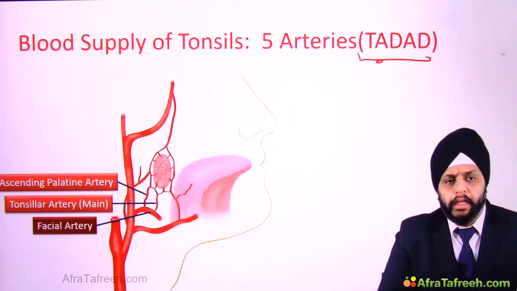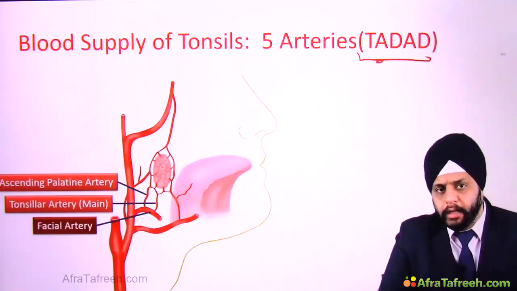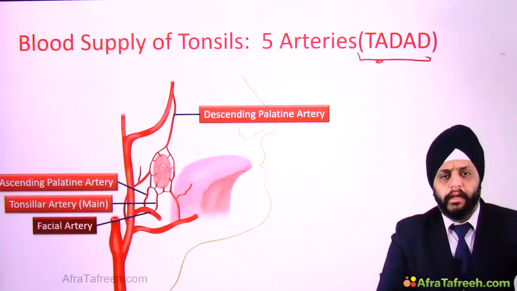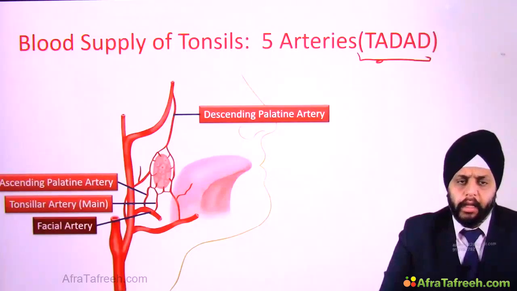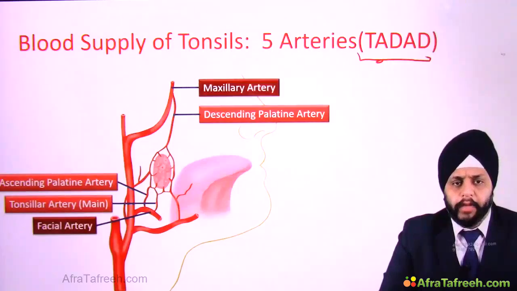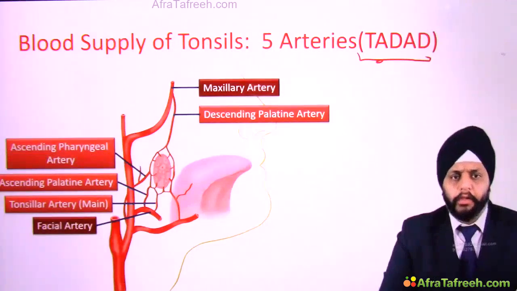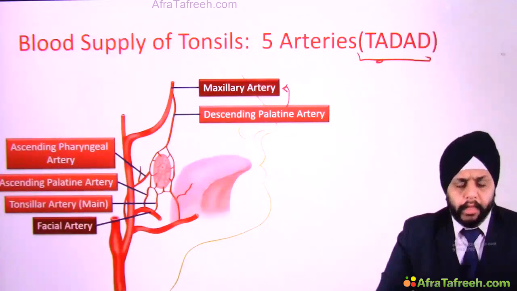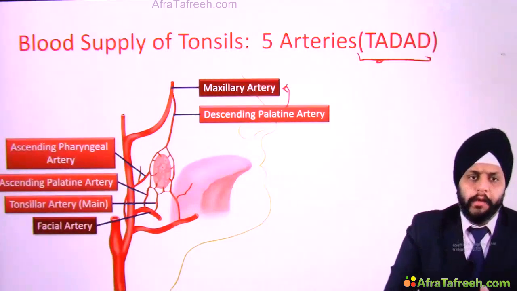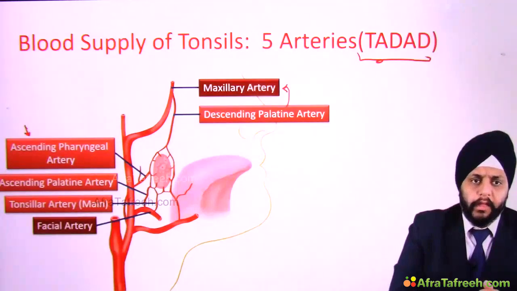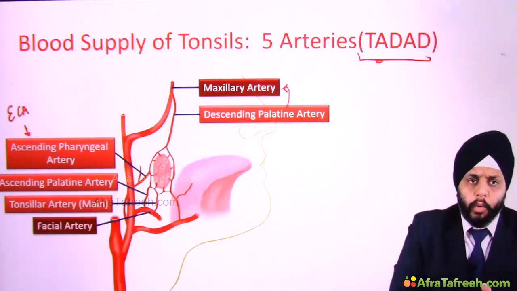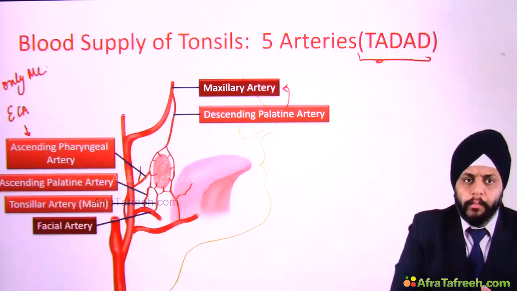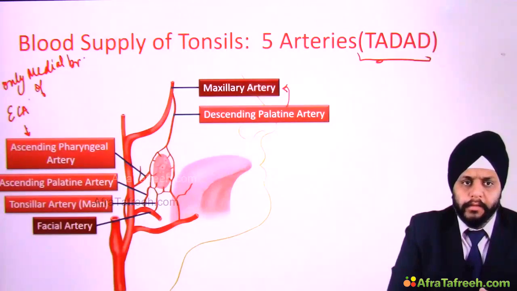Okay, number 3, we have the descending palatine artery. So easy to remember, ascending palatine, descending palatine, and then we have the ascending pharyngeal artery. Now you see over here the descending palatine artery is also a branch of the maxillary artery. The ascending pharyngeal artery, however, is the branch of ECA. Remember, this is the only medial branch of ECA.